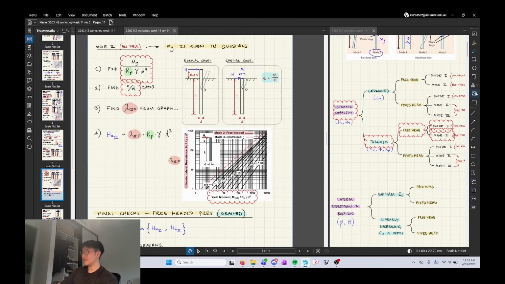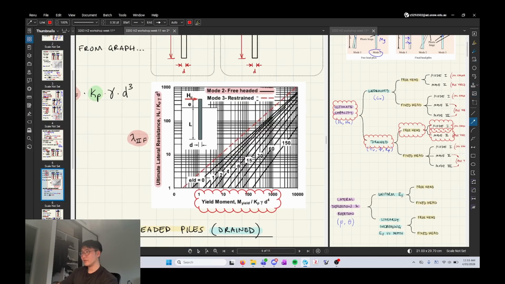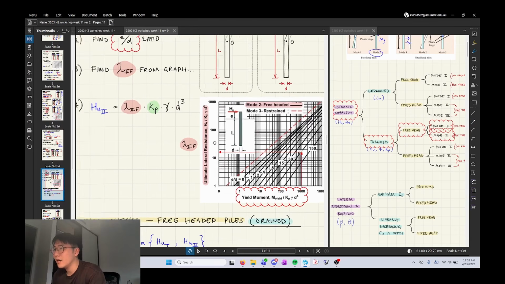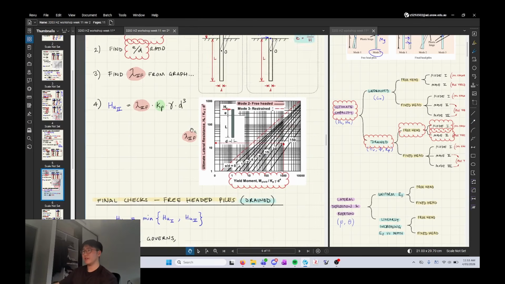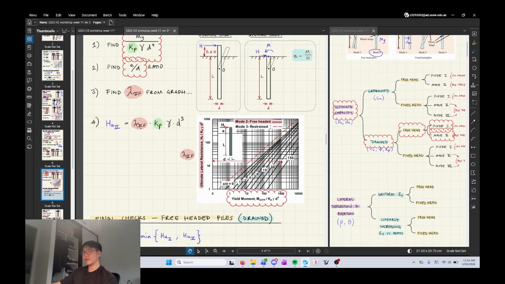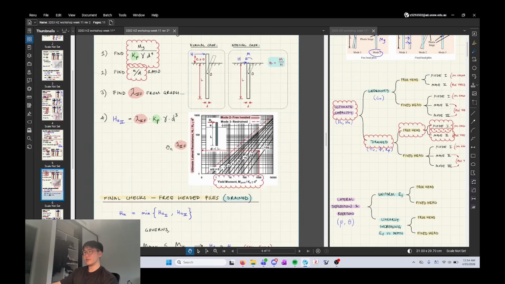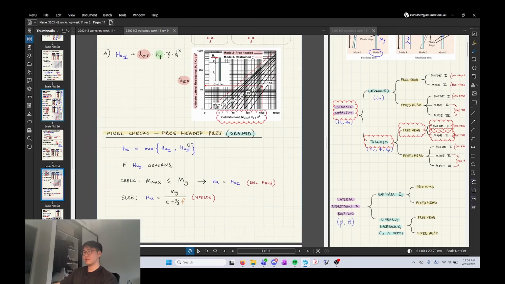The idea is, let's say you have this yield moment ratio of 100. Oh my god, this is hard to read. That's a good one. Maybe 1,000. So say that's 1,000, and you go up to the 60 line, and then you go left, and then you find lambda 2f, right? And then that goes into this equation, and then you can find your max horizontal force.